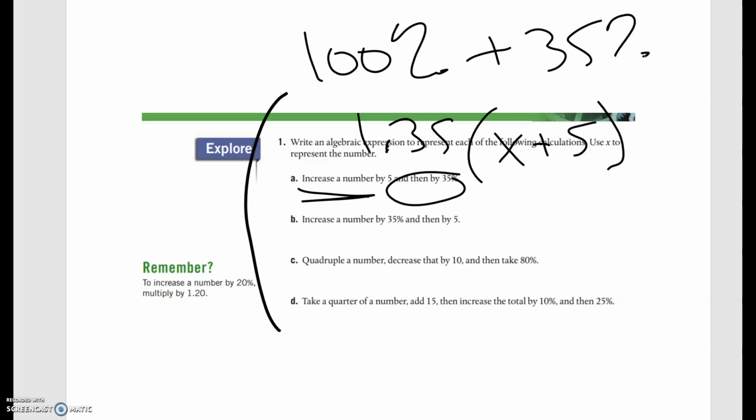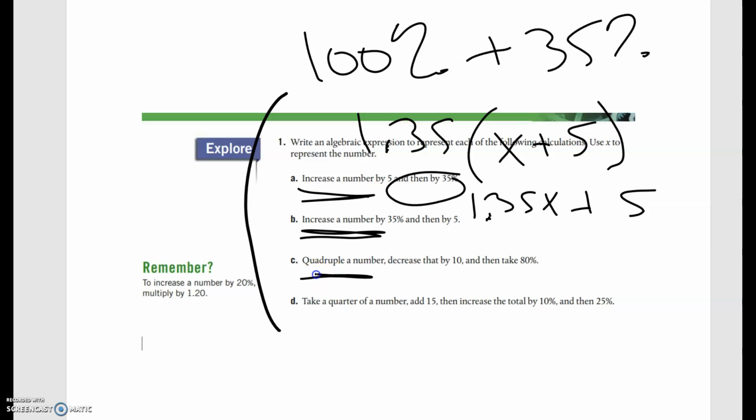Okay, now the next one says to increase it by that 35% first, and then after you're done, by 5. And so what I'm going to do is I'm going to do my 135% because I keep the old amount and then I add 35% to it of the total, because remember, percents going forward, you always multiply. And then I'm going to increase it by 5.